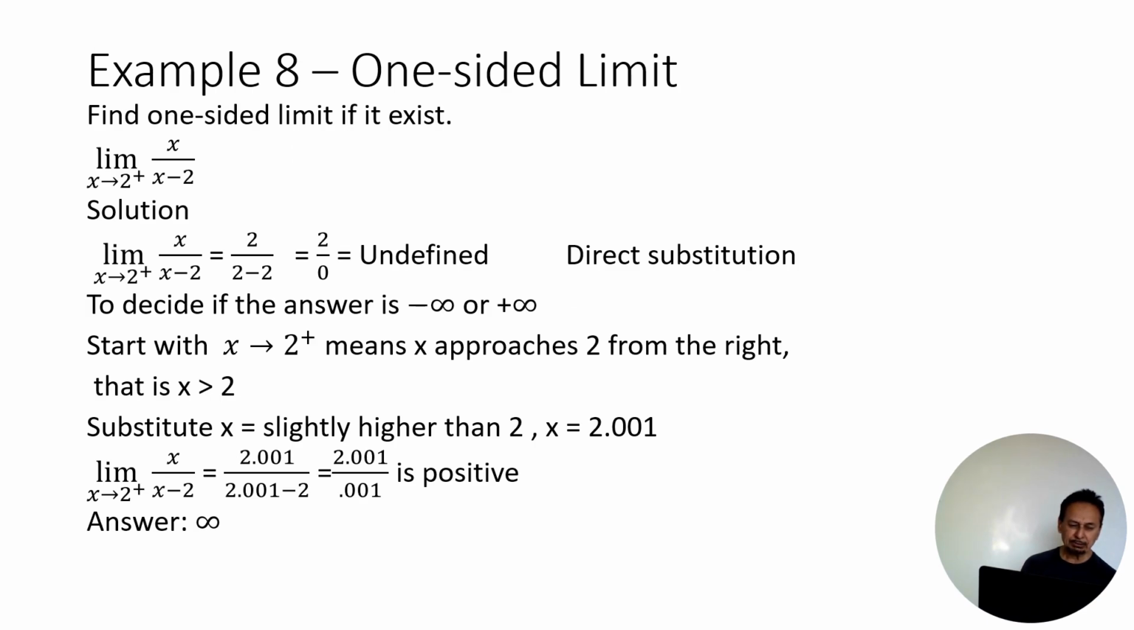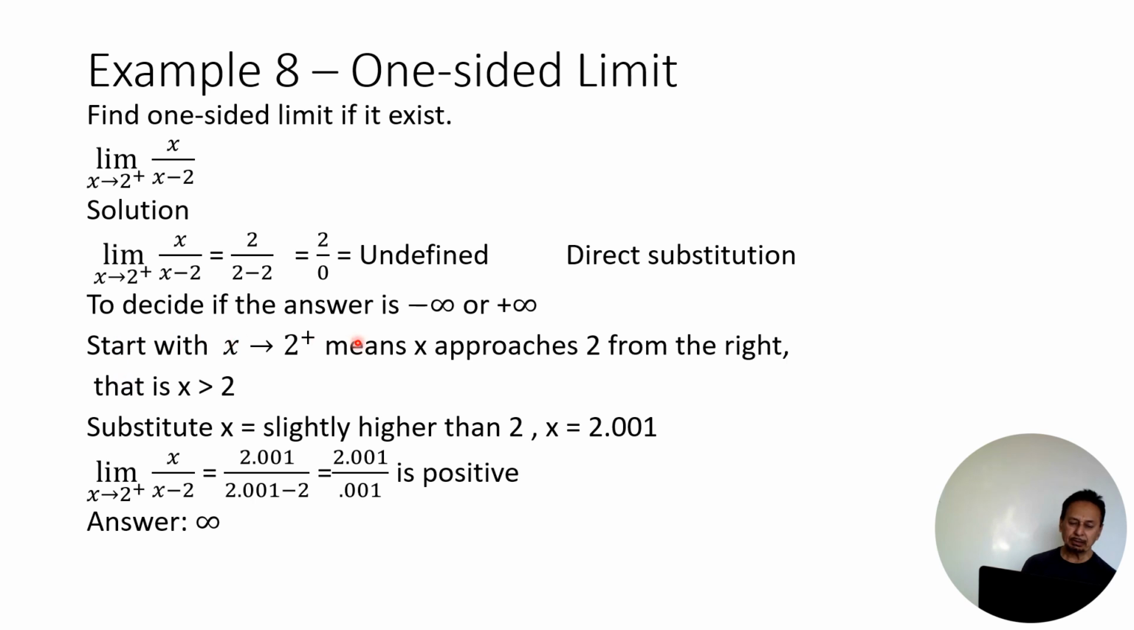Let's find the one-sided limit if it exists. Limit as x approaches 2 from the right of x over x minus 2. So we write the limit as x approaches 2 plus of x over x minus 2. We substitute 2 here and 2 here, so it becomes 2 over 2 minus 2. So 2 minus 2 is 0, it becomes 2 over 0, and that's undefined because we cannot divide a number by 0.